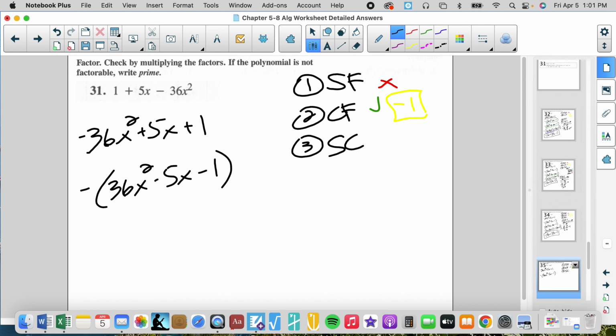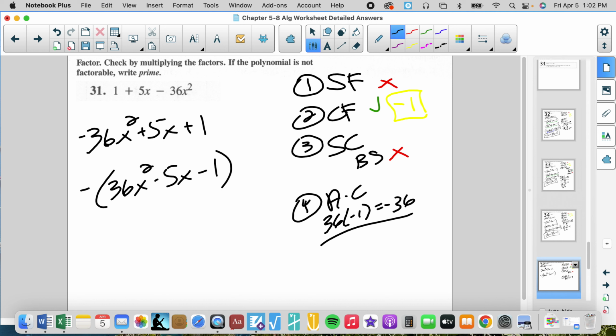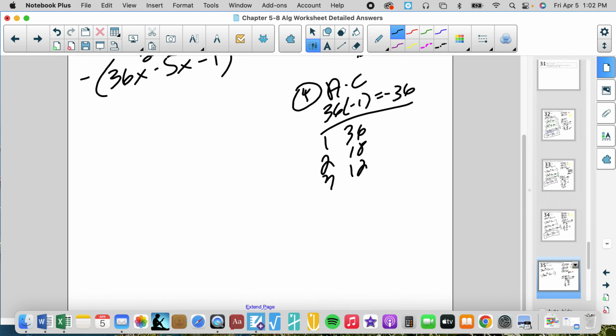Special case? Binomial square? Nope, the third term is negative. So A times C, we can jump because I remembered. 36 times -1 is -36. 1 and 36, 2 and 18, 3 and 12, 4 and 9, 6 and 6. Signs are different. Bigger is -5. Really does feel like we've already done this one.